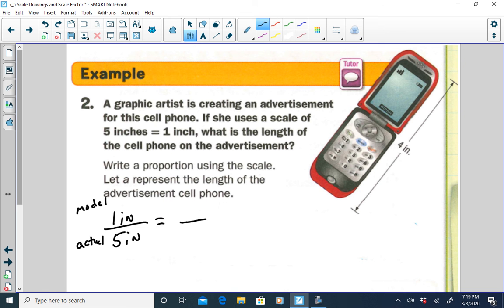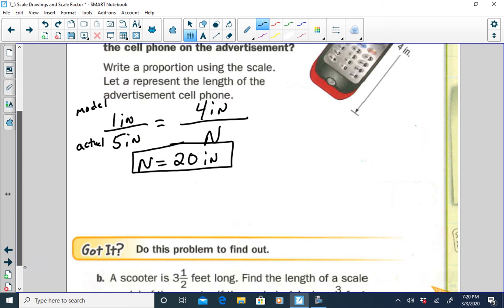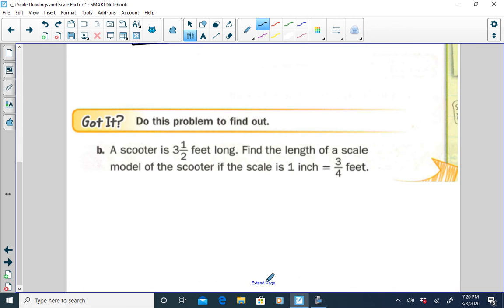All right, we want to write a proportion using the scale to be able to find the length of the cell phone on the advertisement. Okay, well, we see that the length of the advertisement is 4 inches. We want to find the actual length of the cell phone. When we cross multiply and divide, 1 times n is going to be n, 5 times 4 is going to be 20, so the length of the actual phone would be 20 inches. Okay? Let's look at another problem.